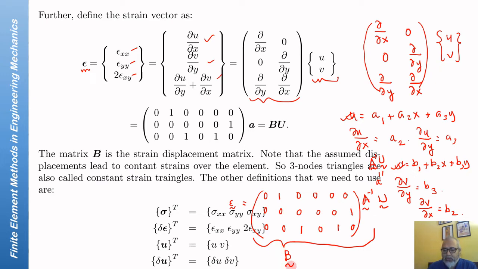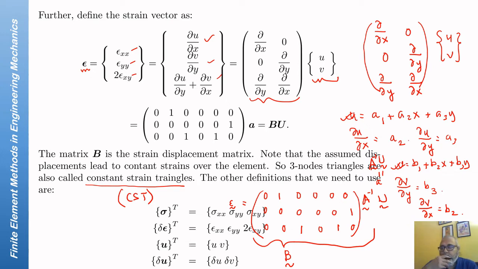And our B matrix is also a constant, which means that the strain at any point inside the element is the same. So it's constant over the domain of the element, which is not surprising because we have taken a bilinear displacement approximation, which leads to a constant strain. And because it leads to a constant strain, this three-noded triangle is also sometimes called the constant strain triangle, or CST.